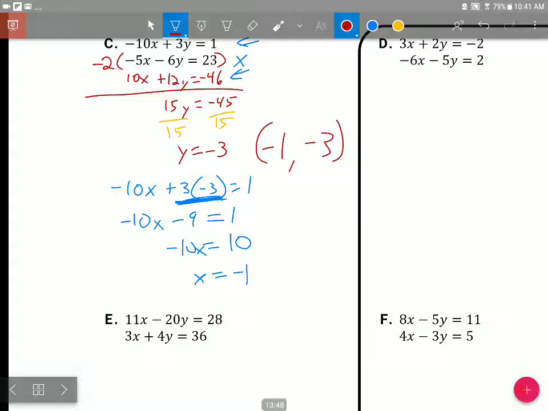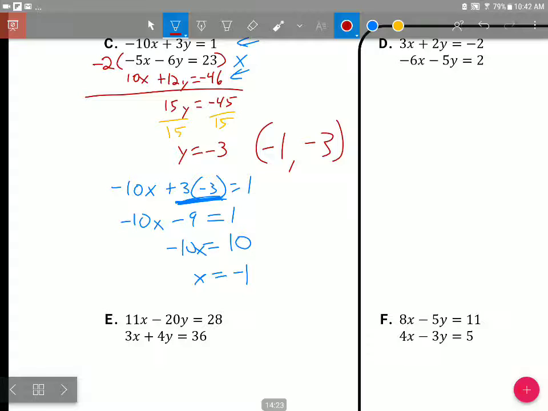If I wanted to get rid of the x's, what would I want both of them to be in order to get rid of them? 6. So I can multiply this one by what? 2. All right. If I wanted to get rid of the y's, what would I want them to be? No, okay, so I'd have to multiply both of them. What is the smallest number they both go into? 10. So I'd have to multiply the top one by what? And the bottom one by 2.